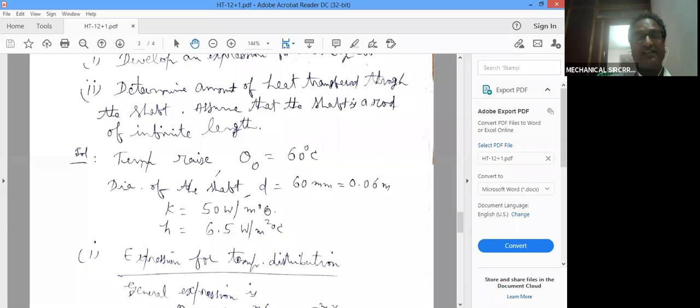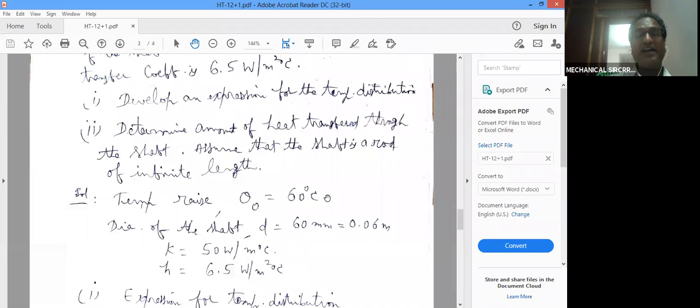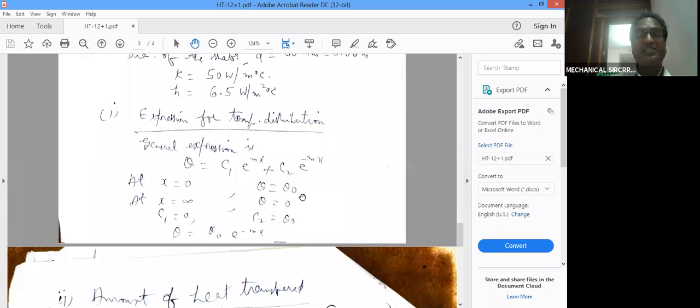The diameter of the shaft is 60 mm, that is 0.06 meters, the thermal conductivity is 50 watt per meter Kelvin, and h is given as 6.5 watt per meter square Kelvin. So for the expression for the temperature distribution equation, T minus T free stream divided by T naught minus T free stream is equal to e power minus mx. That is to be derived.